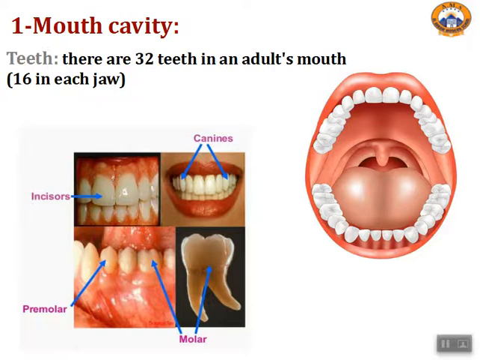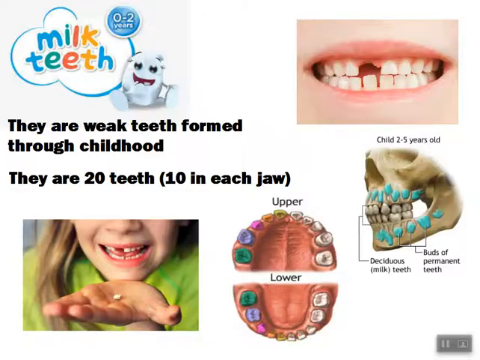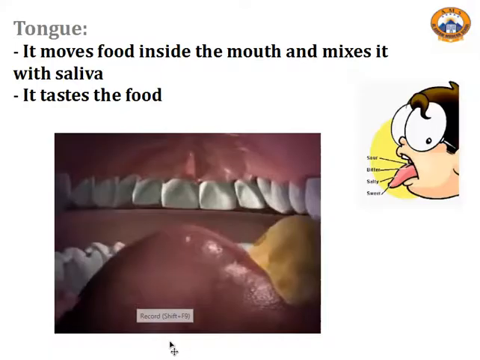Okay, but this is the number of teeth in the adult person or a grown-up person. But in children, there are only 20 teeth in their mouth, 10 in each jaw. These teeth are weak and they are called milk teeth. These teeth will be replaced as the children grow up.